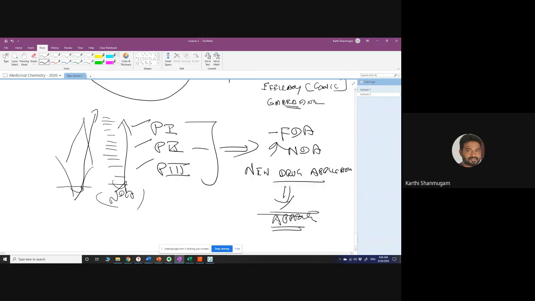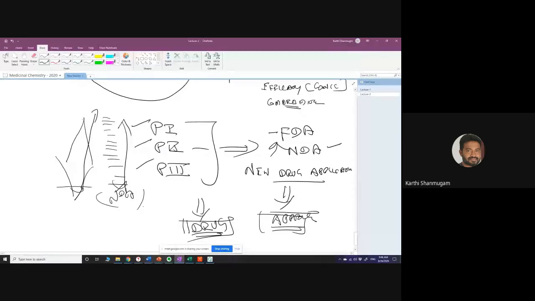Okay. So once your NDA is approved, your drug-like molecule, candidate drug molecule, can now be called a drug molecule. You can market this as a drug molecule. So you are the owner of this molecule. No other company can market this as a drug molecule because you discovered this.